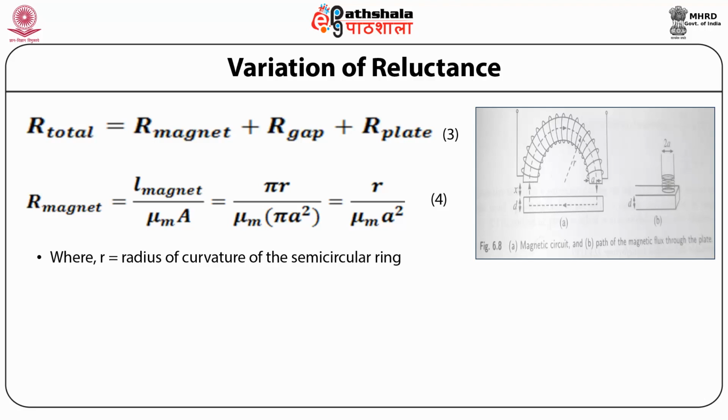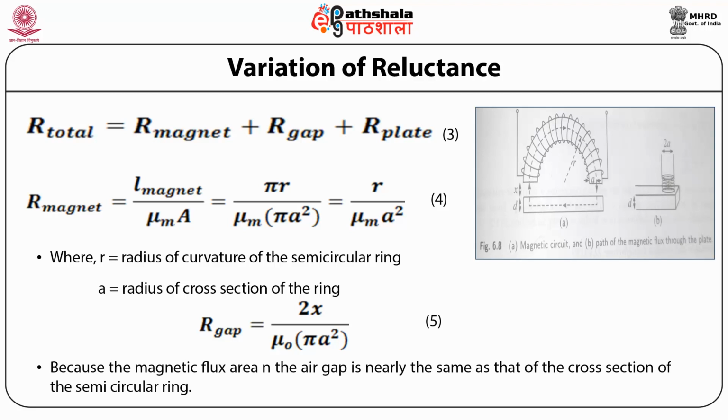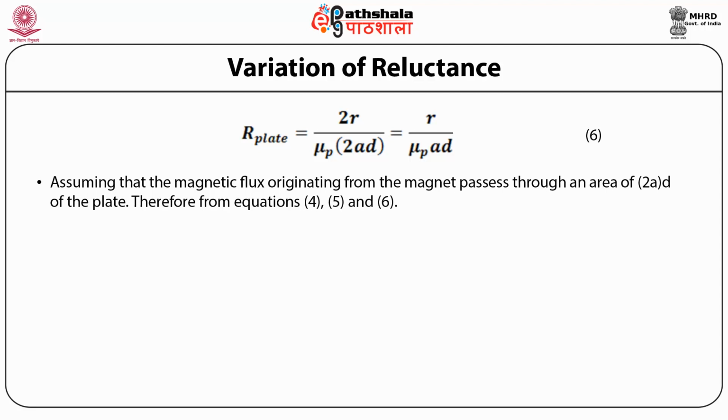and a is the radius of cross section of the ring. We have R gap, which is given by 2x by mu naught pi a squared, because the magnetic flux area in the air gap is nearly the same as that of the cross section of the semicircular ring. And R plate is given by 2R by mu p 2ad, which is equal to R by mu p ad, assuming that the magnetic flux originating from the magnet passes through an area of 2ad of the plate.